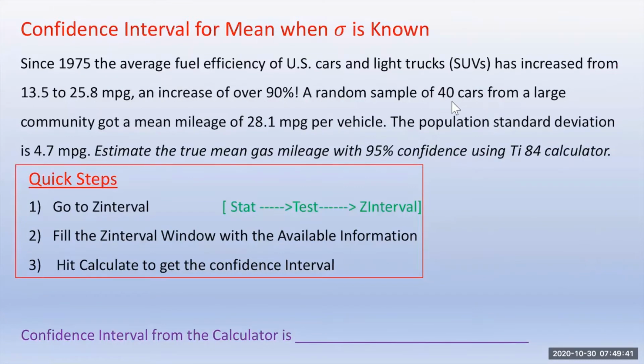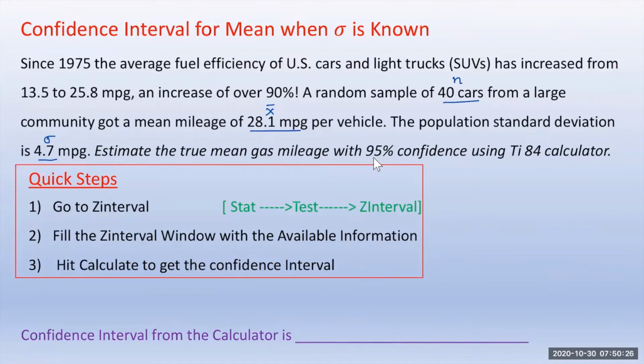A random sample of 40 cars, that is the sample size, 40 cars from a large community got a mean mileage, that is the sample mean of 28.1. We can even label this. So 40 is the sample size, that's your N. N is 40. Sample mean is 28.1. Sample mean of 28.1 miles per gallon. The population standard deviation is 4.7 miles per gallon. That's your sigma. We have to estimate the true mean gas mileage with 95% confidence.